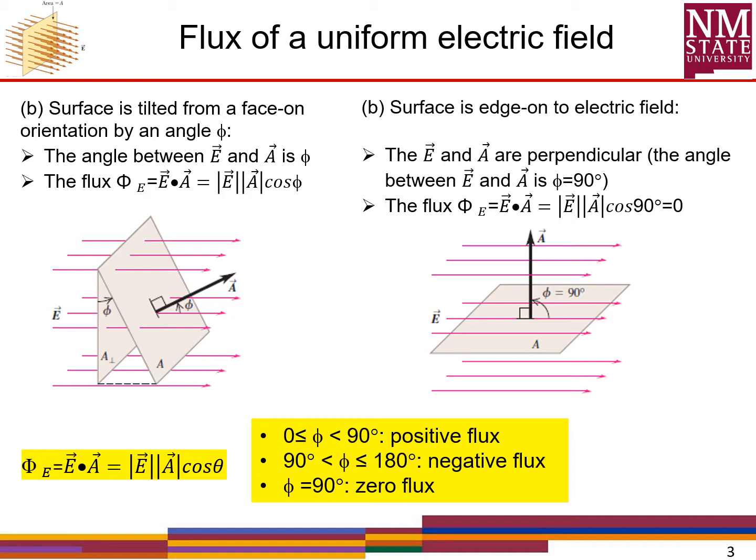And you can see it very clearly because flux means the number of field lines going through the surface, and here you can see electric field lines are not going through the surface. Therefore, you can simply say the flux is equal to 0.